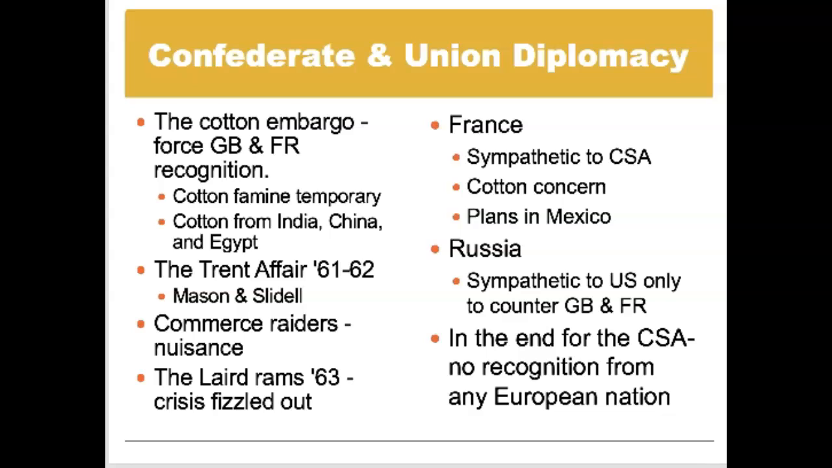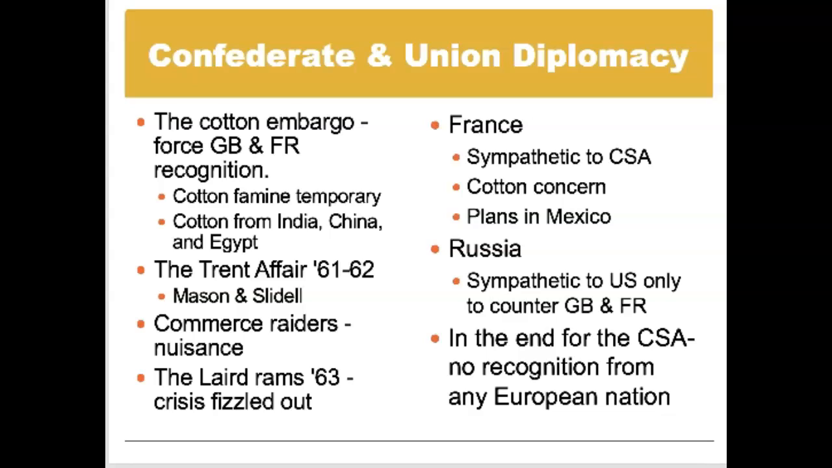Okay. To continue this a little bit, with the Confederate and Union diplomacy, the cotton embargo forced Great Britain and France to recognize. What that really means is that the Confederacy had placed an embargo on the cotton, and they were trying to get Great Britain and France to recognize them, play into this economic hand here that cotton is king.